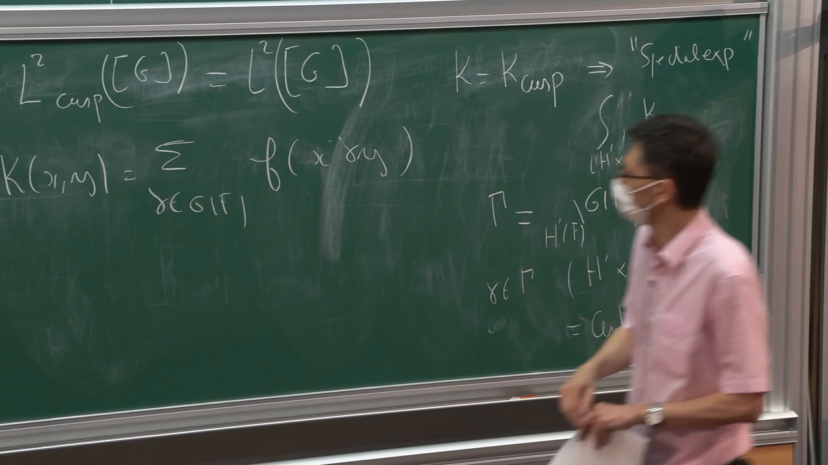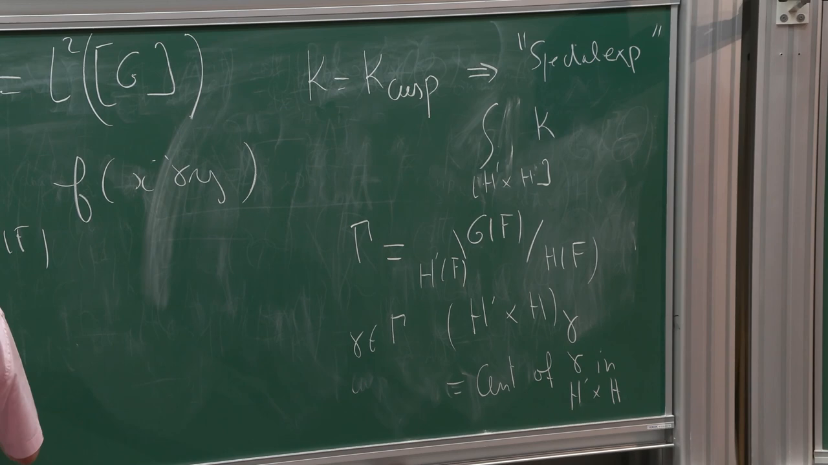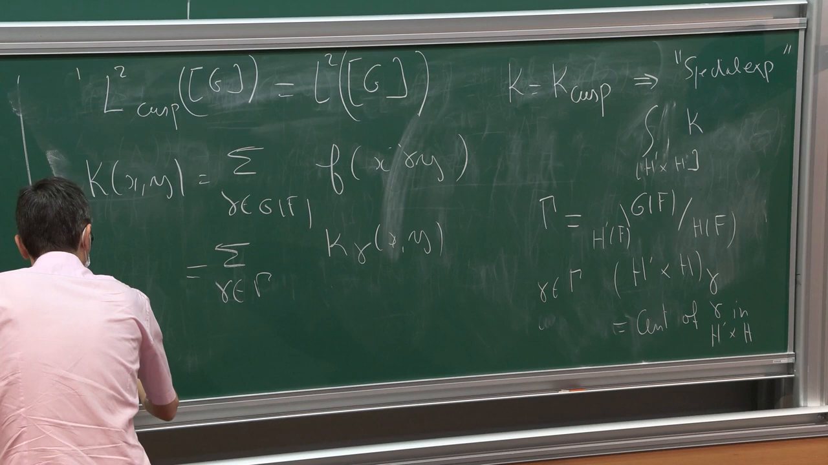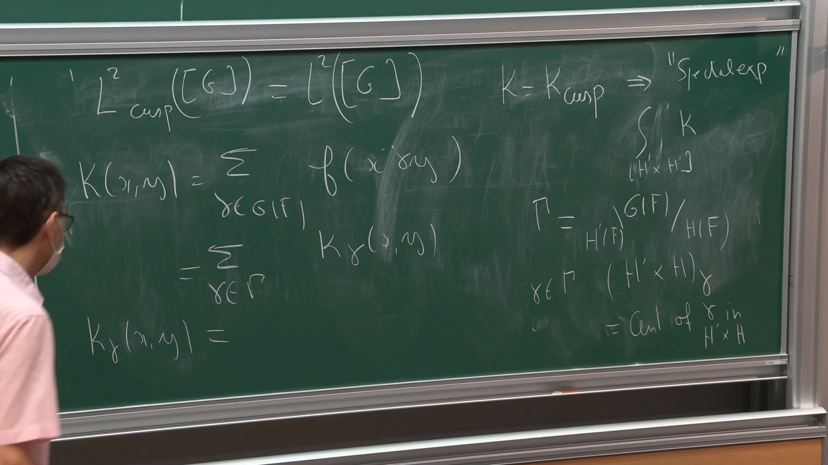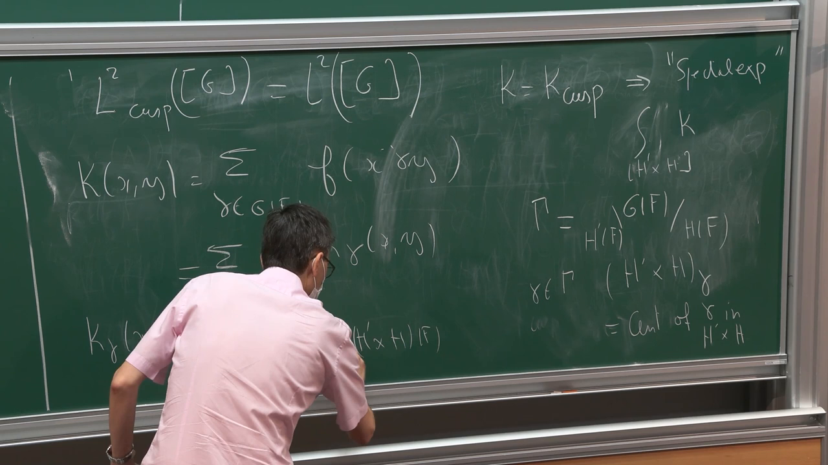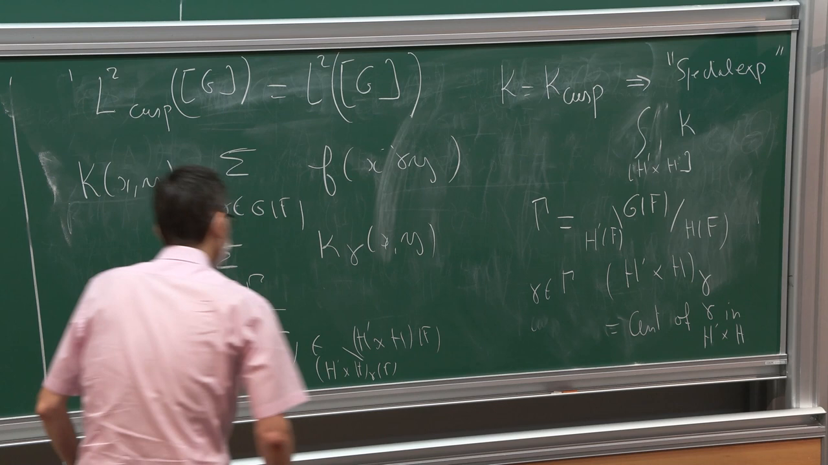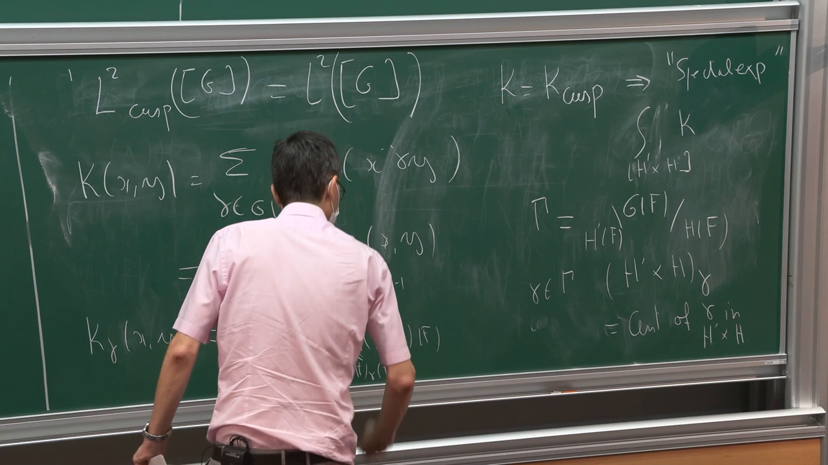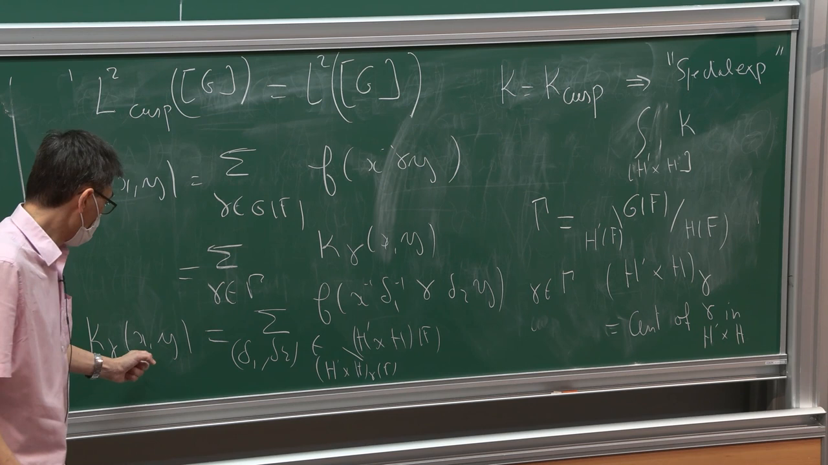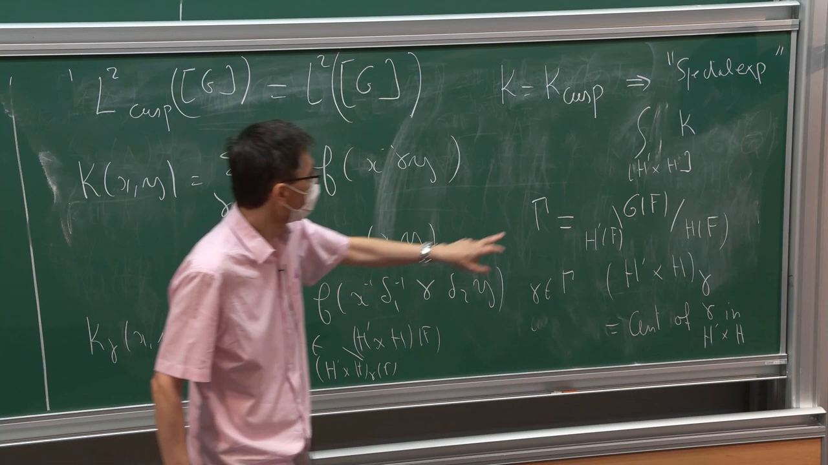So in this way, I can write this as the sum over gamma of k gamma of x and y. So k gamma of x and y is just the sum over rational points, but inside the orbit of gamma. So this is the sum over delta 1, delta 2 in H prime cross H of f divided by the centralizer of f, x^-1 delta 1^-1 gamma delta 2 y. OK. And now we are going to integrate the kernel over H prime cross H. And we will permute the sum and the integral.